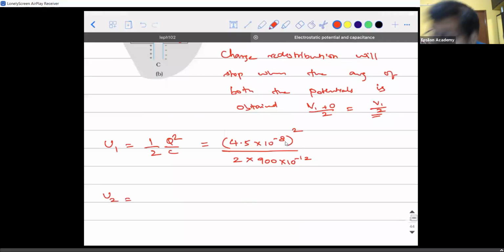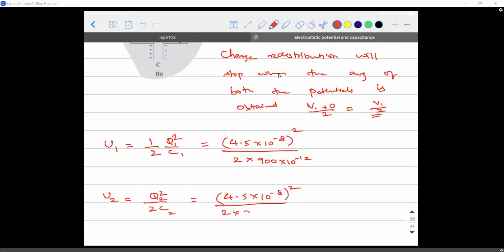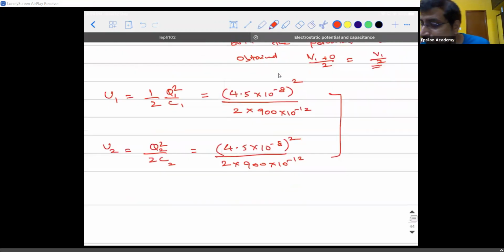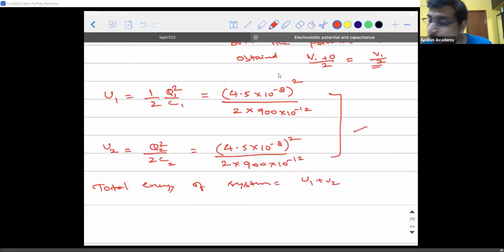Similarly, what is going to be the energy across the second capacitor? It is Q square by 2C only. I will say Q1 square by 2C1, Q2 square by 2C2. What is the charge across the second capacitor now? It is 4.5, yes. Divided by 2 into 900 into 10 power minus 12. Right? You calculate both. Now the total energy of the system is how much? U1 plus U2. Whatever value you are getting, add both. That will give you the required answer.